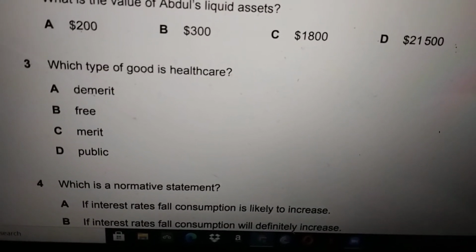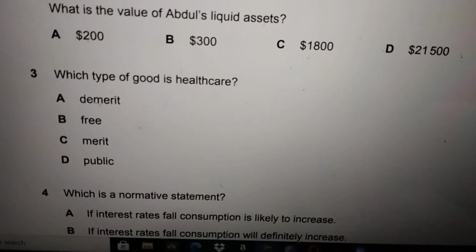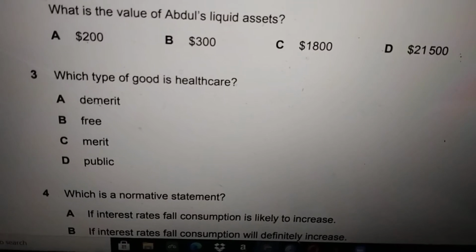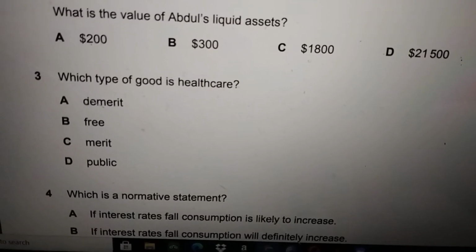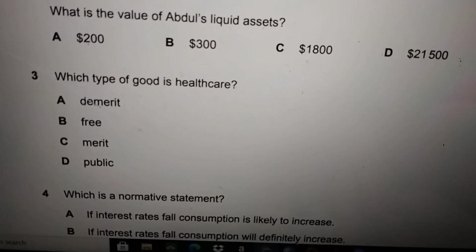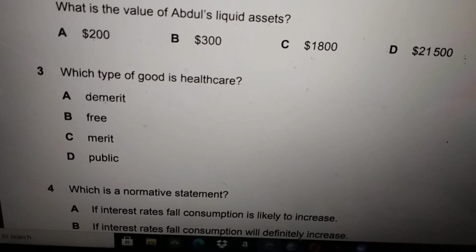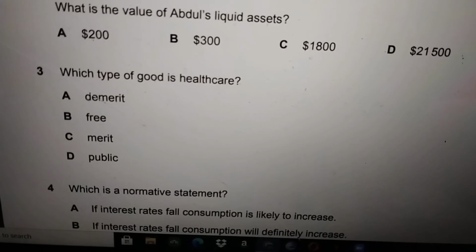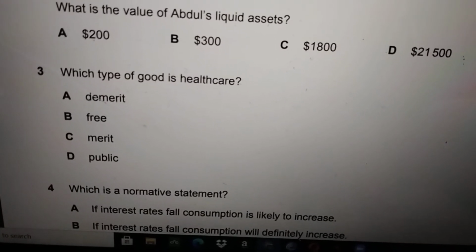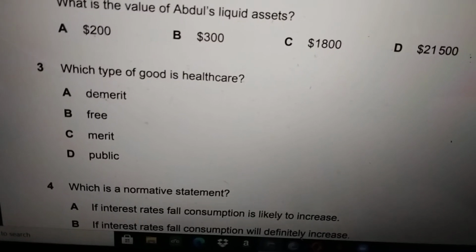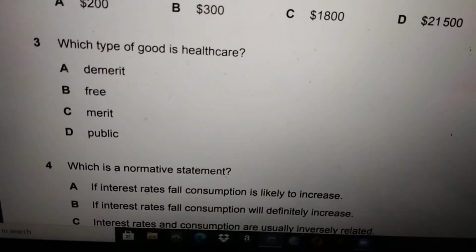Which type of good is healthcare? This is a very straightforward MCQ, and we all know that healthcare, schools and education are part of the merit goods, which are beneficial for the economy, but the consumers don't really appreciate these goods as they should. So option C, merit goods, healthcare, is the correct option.